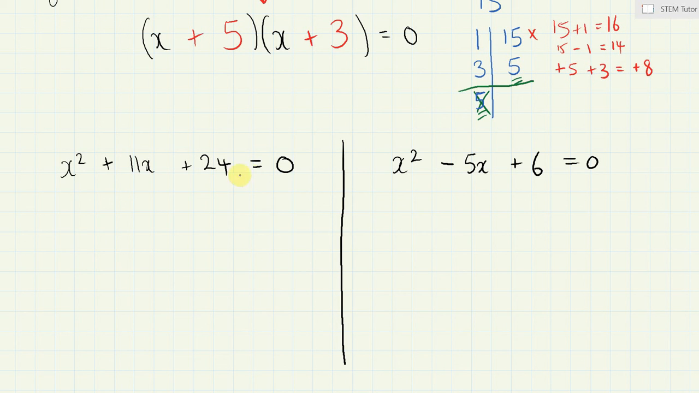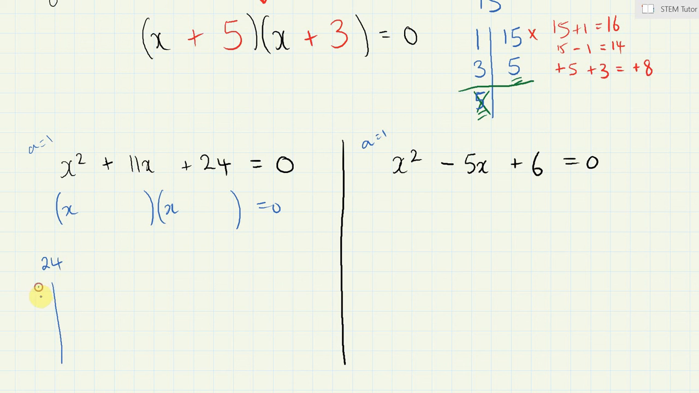Okay, now the video is unpaused, let's go through some of these solutions. So again, a equals 1 in both of these. So we can go ahead, set up our brackets with x leading those brackets, and we don't need to worry about any number in front of that x. So now let's think about the factors of 24.